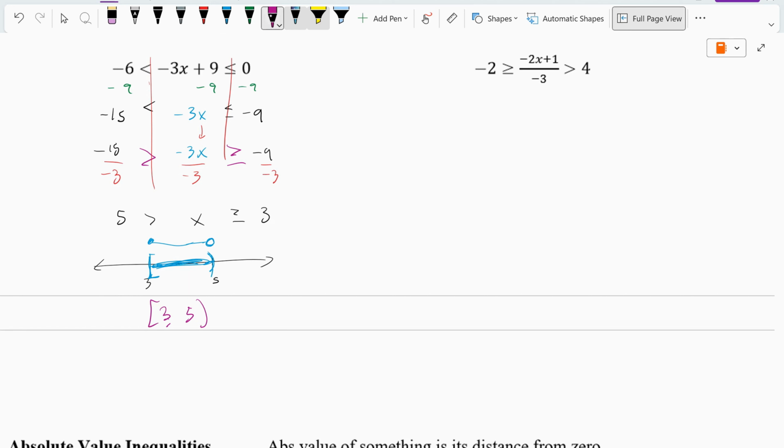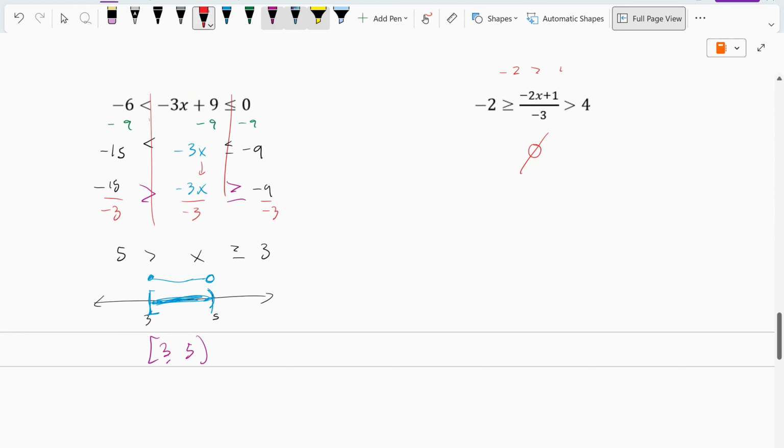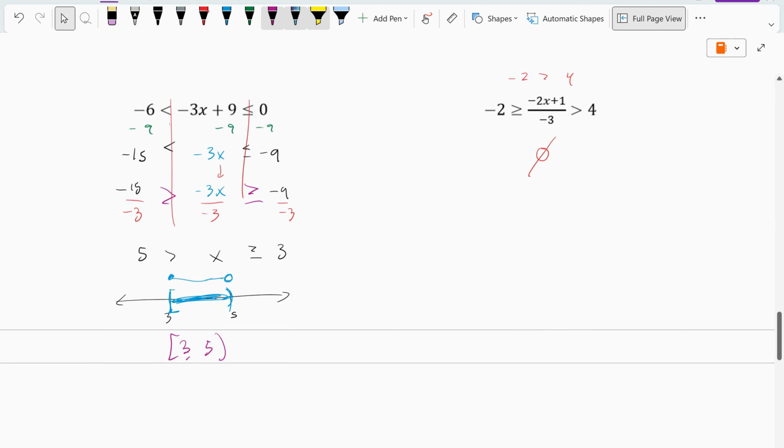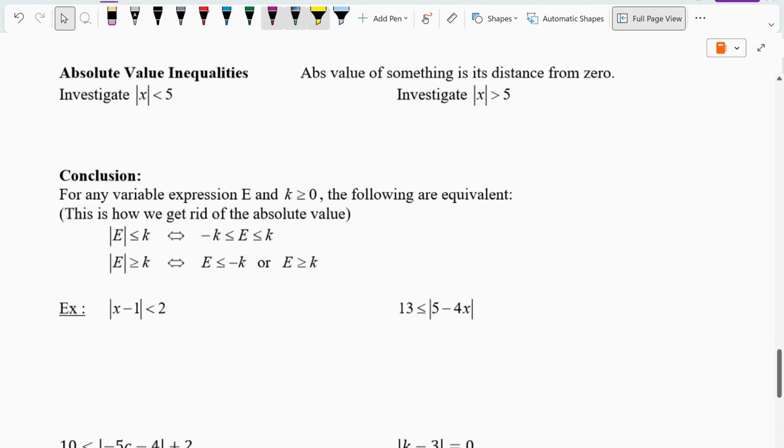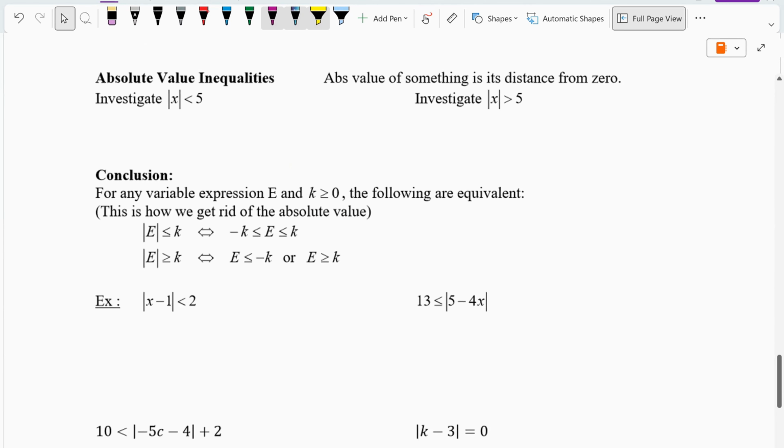Can anyone do the next one in their heads? Why is it no solution? Why can you tell right away? It's implying -2 is larger than 4, right? That's false. No solution. All right, that brings us to absolute value inequalities. Have you seen these before?